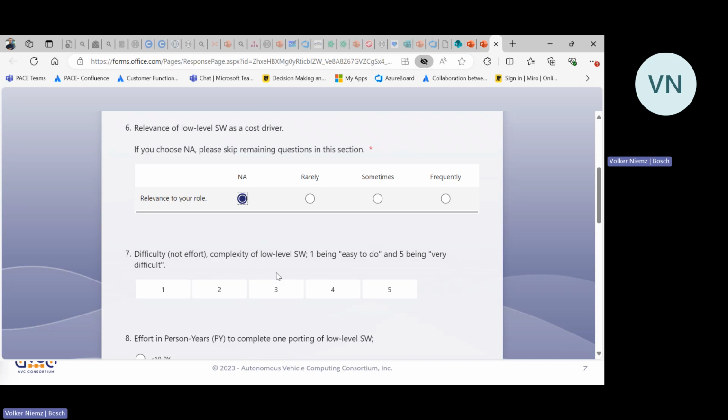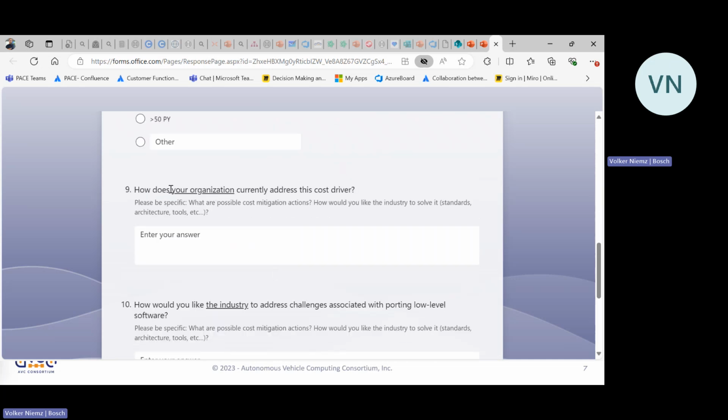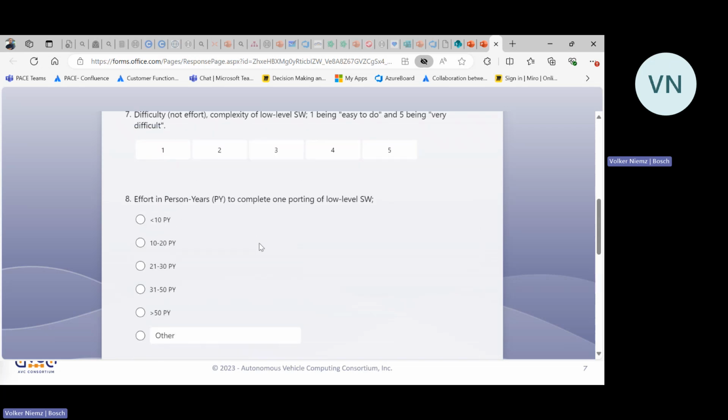Number 9, could we ask Neil about number 8 and number 9? So if you don't do it very often, number 8, is it less than 10 person years or 10 to 20 person years? If in percentage, oh shit, it's more than 50, man. You know why?